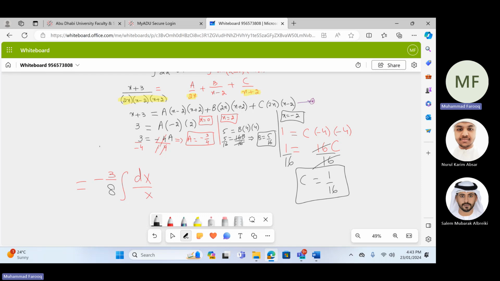Next, what is b value? 5 by 16, constant. Keep outside and integrate dx divided by x minus 2. Look at here, x minus 2 is same. Integration. Next, what is c? So plus 1 over 16, because it is constant outside integration, and we have dx divided by x plus 2.